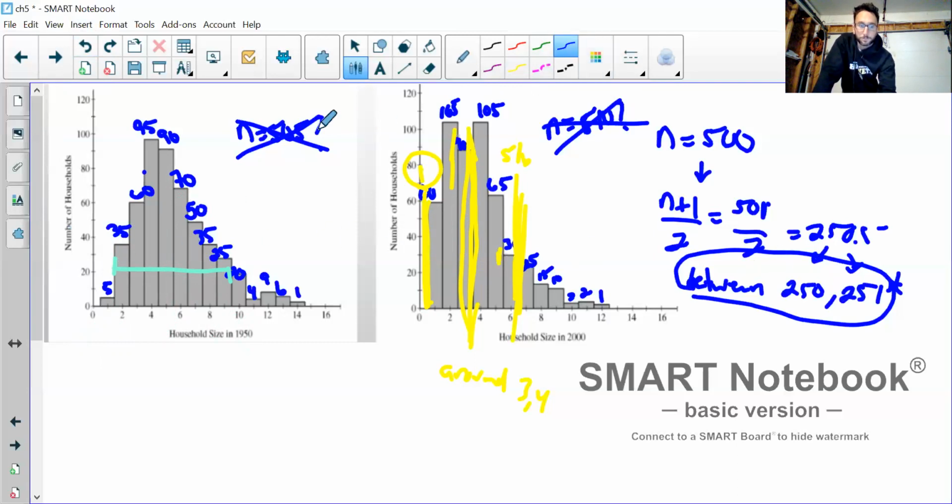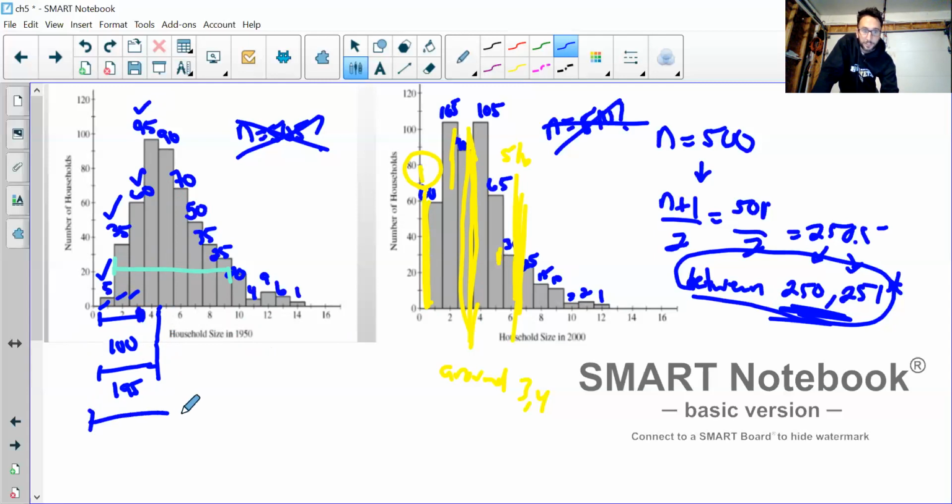Over here, from here to here, this would be the first 3 bins. That would be my first 100 data values: 5 plus 35 plus 60. And then from here to here, that would be my first 195 data values: 5 plus 35 plus 60 plus 95. I need to get to the 250th and 251st data values.